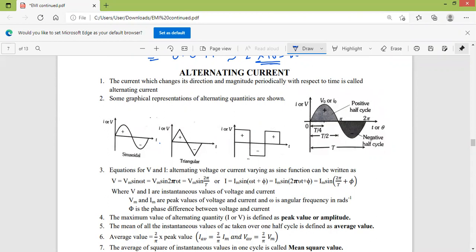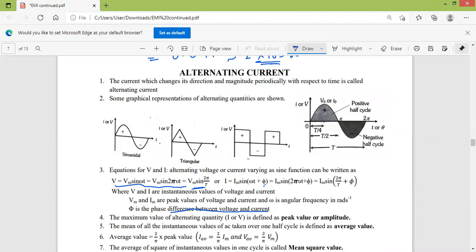Next, the equation of V and I. The alternating voltage is represented by V = Vm sin ωt, where ω = 2πν, and ν = 1/T, where T is the period. If you come to the current, I = Im sin(ωt + φ), where φ represents the phase difference between voltage and current. So there is a phase difference.